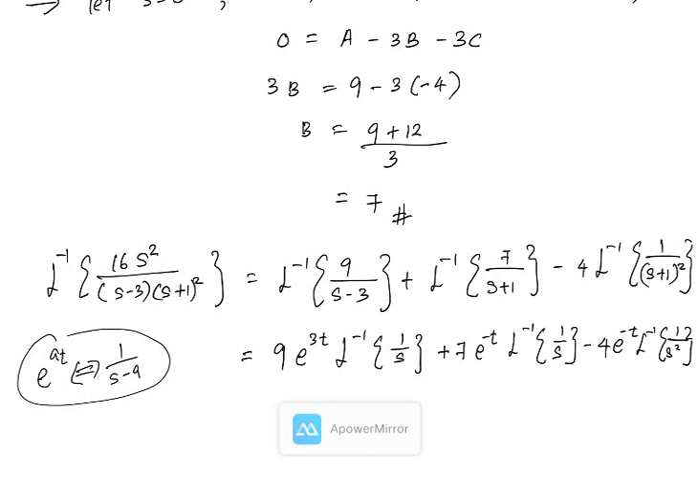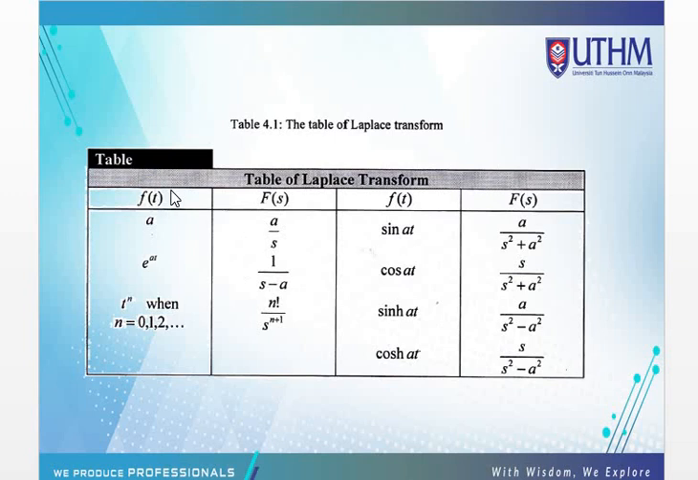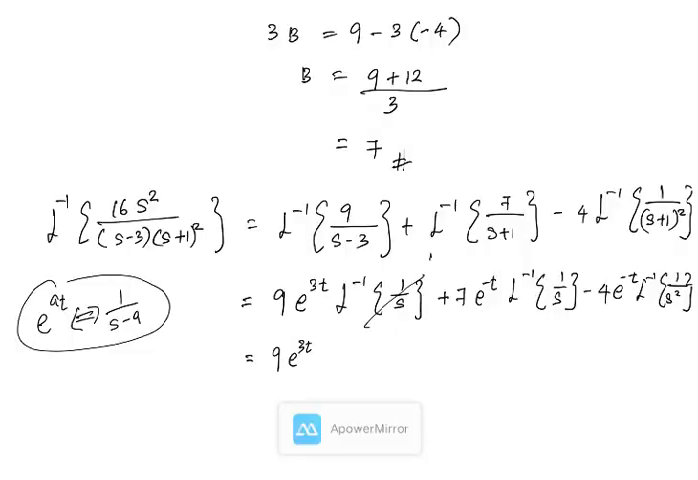Okay, so now what do we have? Now s minus 3 gives exponent 3t. For this part, if you still remember the Laplace transform table, if F(s) is a over s, f(t) is a. So just now it is 1 over s, your f(t) is 1. So this part will be 1, and this part also 1.